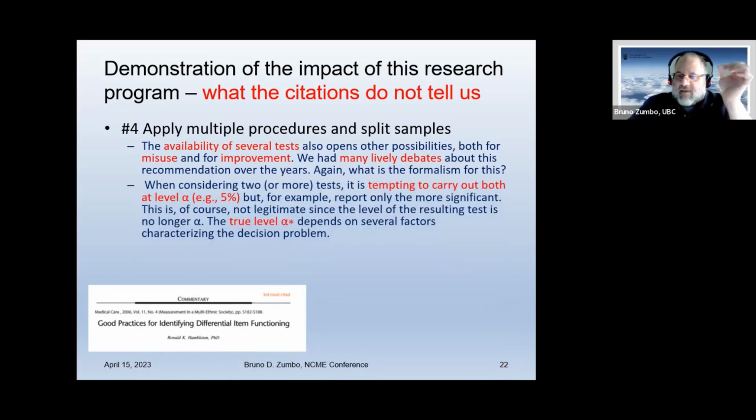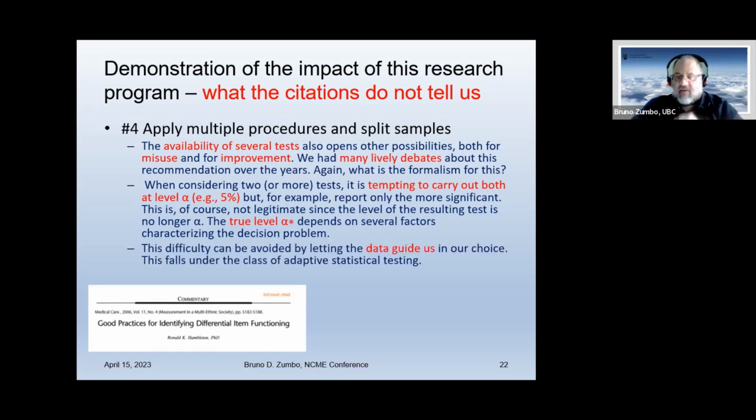In particular, if we're considering two or more tests, it is tempting to carry out both at some level alpha, for example, 5%, but then report only the more, quote unquote, significant. This, of course, is not legitimate, since the level of the resulting test is no longer alpha, it's alpha star, and alpha star is likely to be larger, and in some cases substantially larger than the original alpha. And so there needs to be a lot of work trying to work out the characteristics of these kinds of blended decision functions, or multiple tests kind of functions.